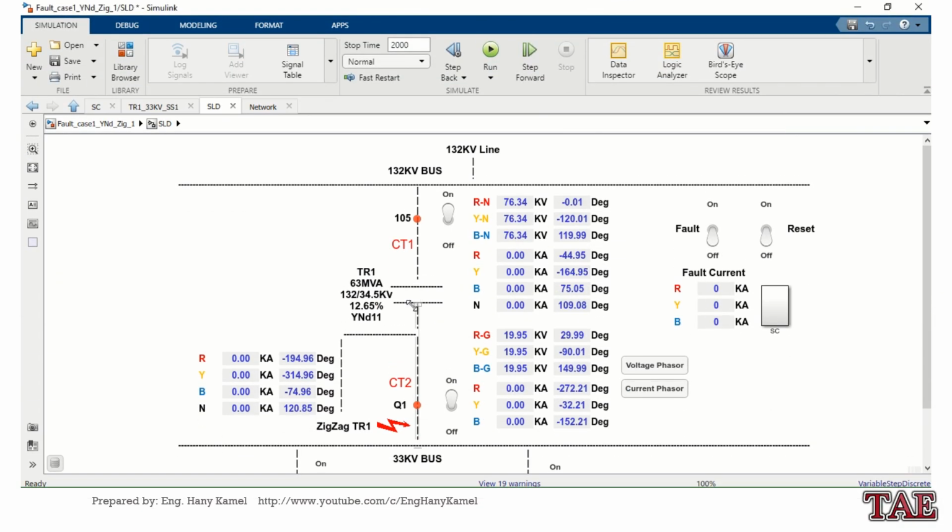We have a 63 MVA transformer, 132 over 34.5 kV, and the vector group is YND11. And because the low voltage side is delta, we are using a zigzag transformer to give a path for earth fault protection. So any phase to ground fault can be detected by relays.